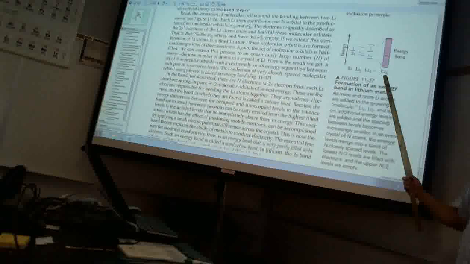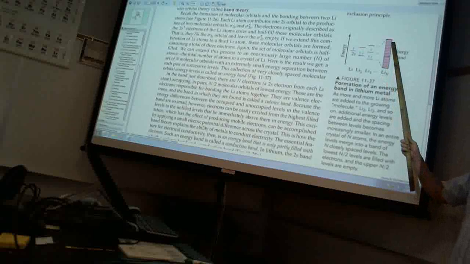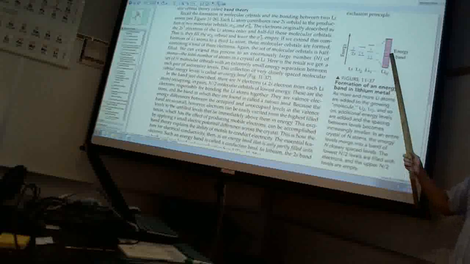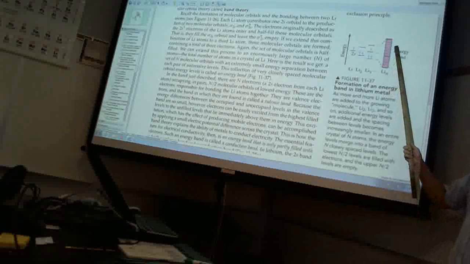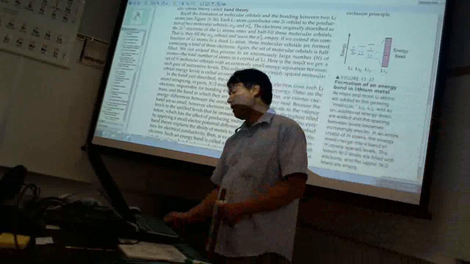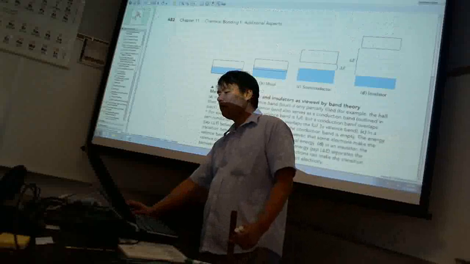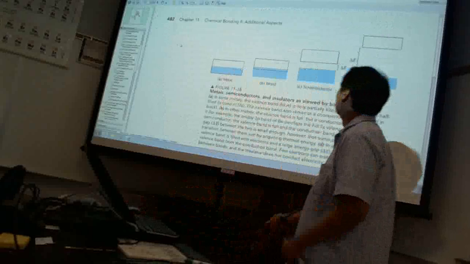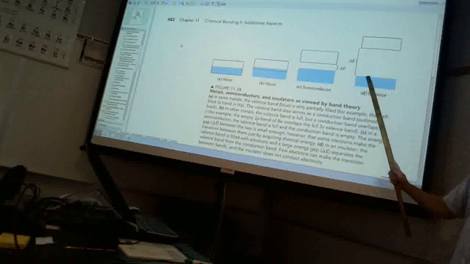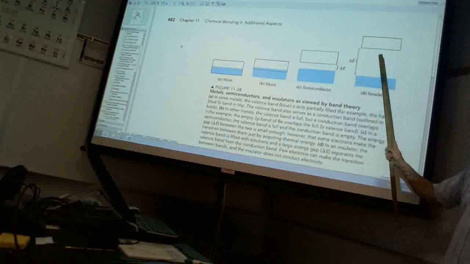If I have an Avogadro's number's worth of lithiums and I'm doing LCAO, then I'm going to get an Avogadro's number's worth of orbitals. And when I look at the orbitals here, we have bonding MOs and anti-bonding MOs. In other words, a bonding band of MOs and an anti-bonding band of MOs. In band theory, we call the bonding band the valence band. And the anti-bonding we call the conduction band. So we've got a valence band and a conduction band.